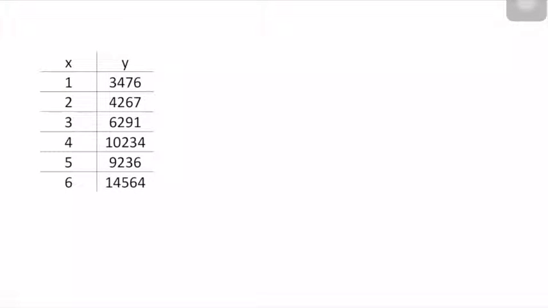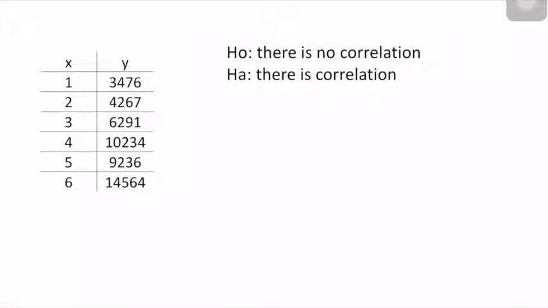The next example is from exam number 2. From this given data, we want to find out whether there is any correlation or not. The first step is we make our null hypothesis and alternative hypothesis. The null hypothesis is there is no correlation, and the alternative hypothesis is there is correlation. And then we can draw a line. Since we know that r should be from -1 to 1, we can shade the region.